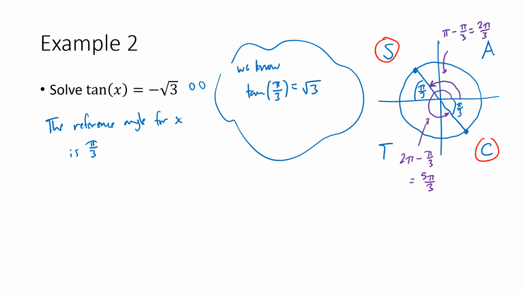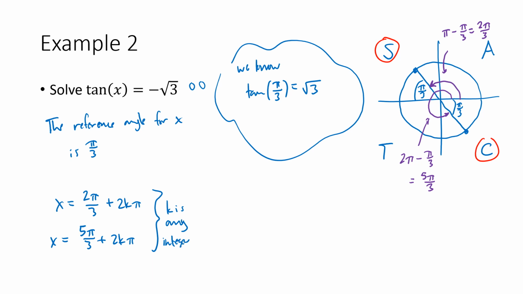Now, one of the things that we talked about is that tangent and cotangent both have the property that the period of those functions is actually just pi. So one way that we could write our solution is similar to what we just did in the previous problem: 2 pi over 3 plus 2k pi, 5 pi over 3 plus 2k pi, where k is any integer.